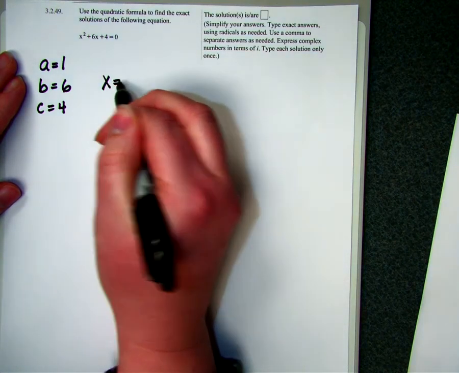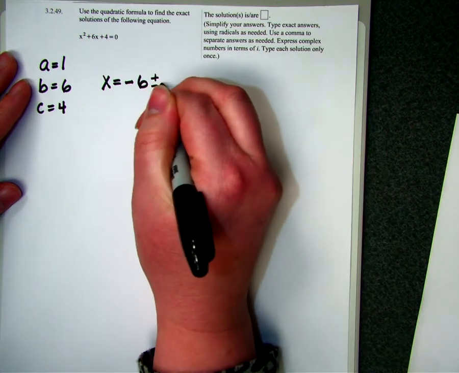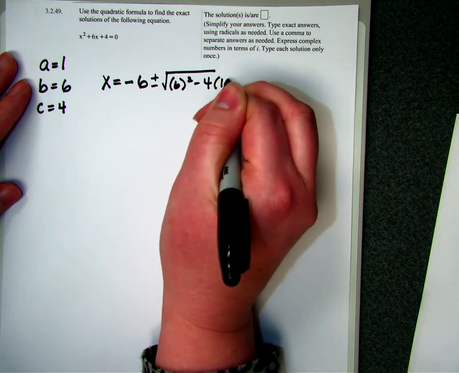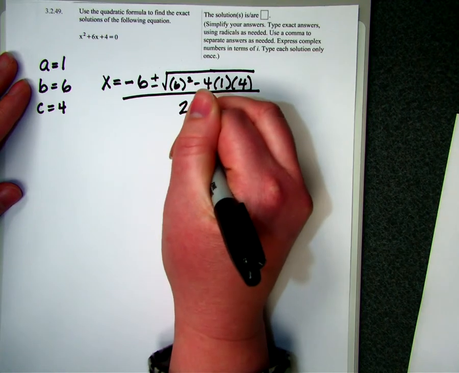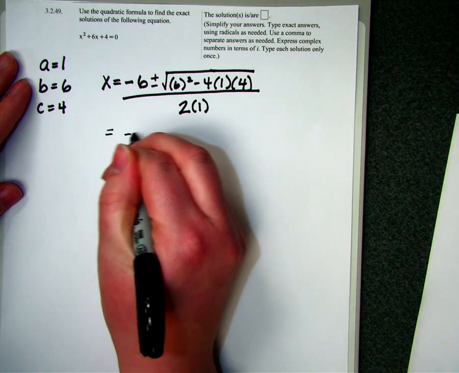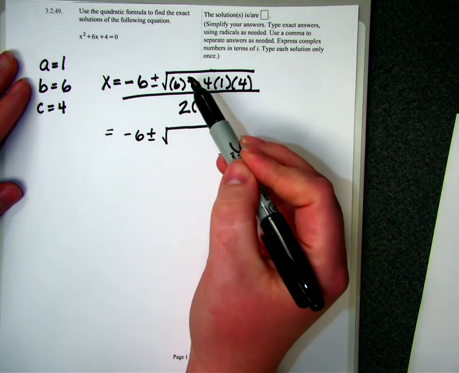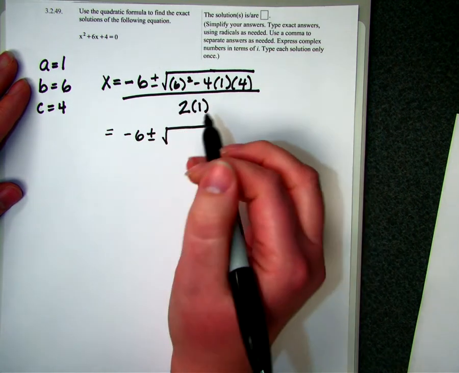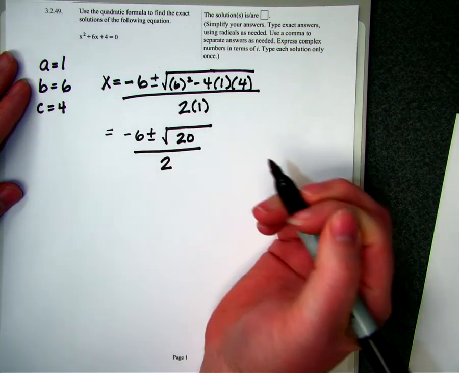So we have x equals negative b, and since our b is 6, we have a negative 6, plus or minus the square root of b squared minus 4ac, and this is all over 2 times a. So simplifying this a little bit, we have negative 6 plus or minus the square root of, and if we do 6 squared minus 4 times 1 times 4, so all of that underneath the radical sign all at one time, we should end up with 20 all over 2.